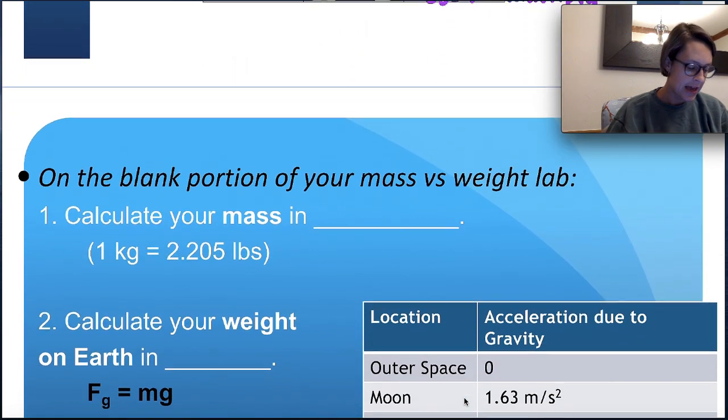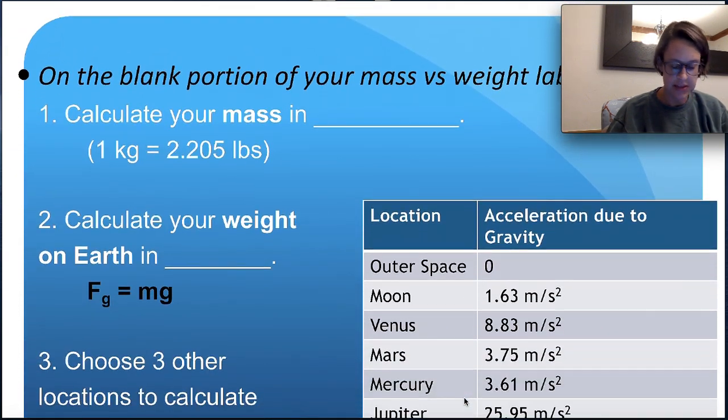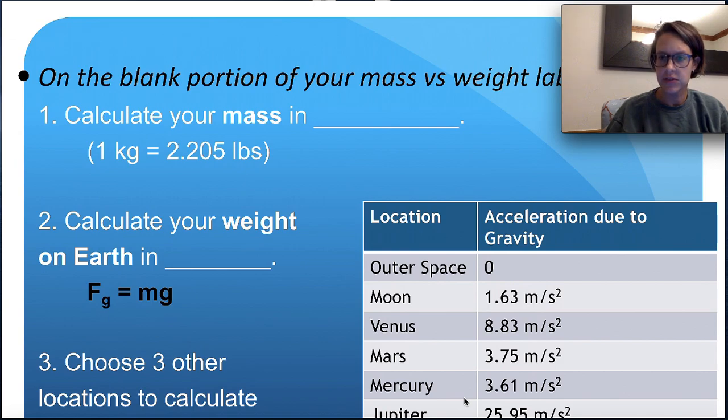Okay. And then the last part of this is there's a lab called Mass versus Weight, and there's a section at the end of it where we ask you to solve for your own mass and weight on the Earth and then on some other locations. So step 1 is to figure out how much mass you have. Okay, so that's actually just a conversion. You're gonna take your weight, and you can use your actual weight, or you can make something up.